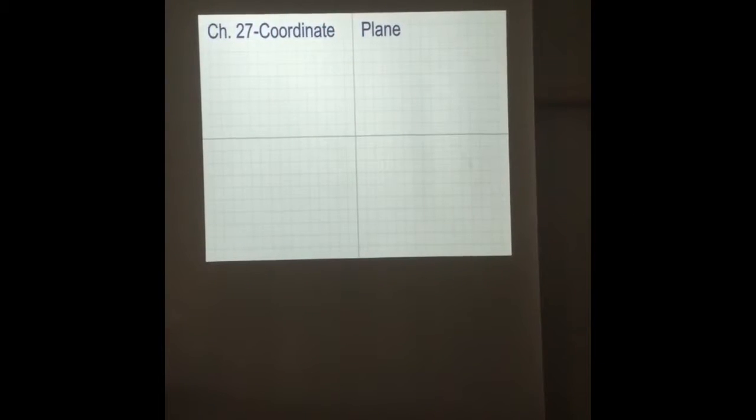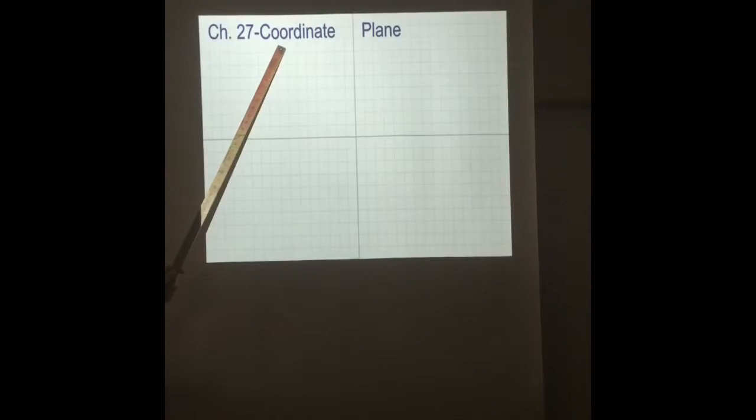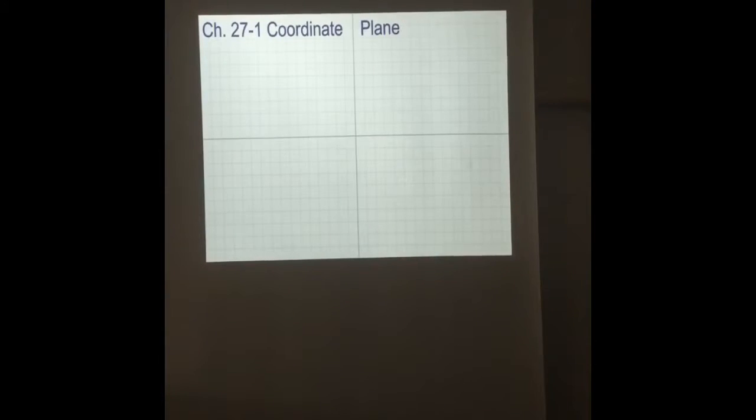Hey, welcome back to math. Today we're going to be talking about the coordinate plane. Now, this is not like a plane that flies in the sky. This is a plane that we would call an XY plane.